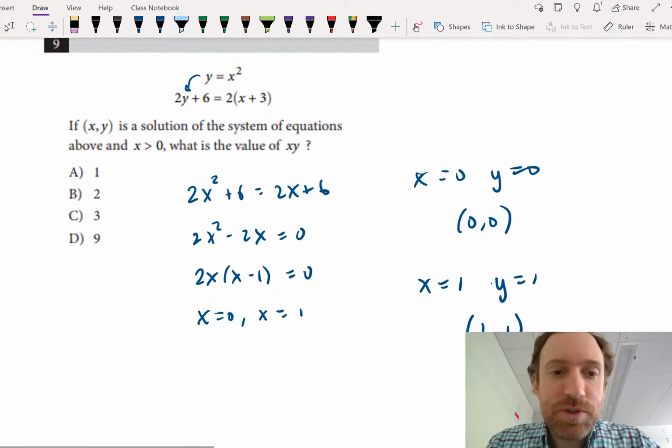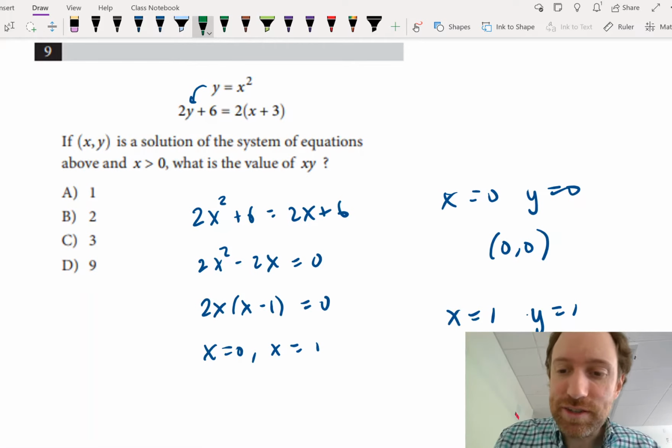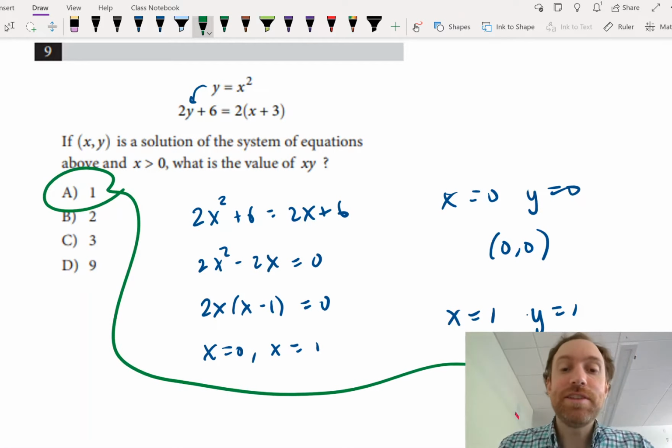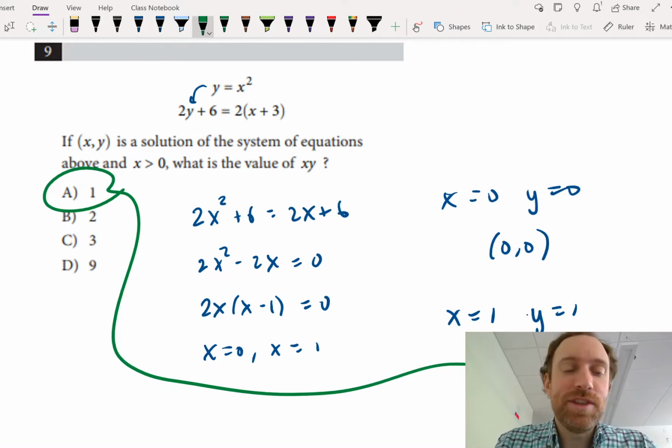So which one do we want? Well, they tell us the one where x is greater than 0, so that means the (1, 1). What's the product of x and y? 1 times 1 is 1, so the answer is A. Easy peasy. These questions are free points. So when you see one of these on the SAT, say, yes, thank you very much.